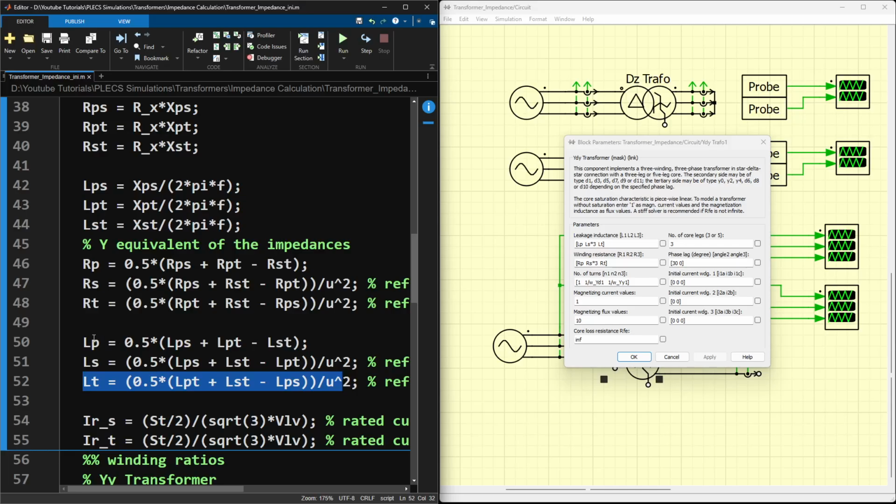Once we have these LP, LS, and LT, I can specify to the respective side. The first one for the primary, second one for the secondary, and third one for the tertiary.